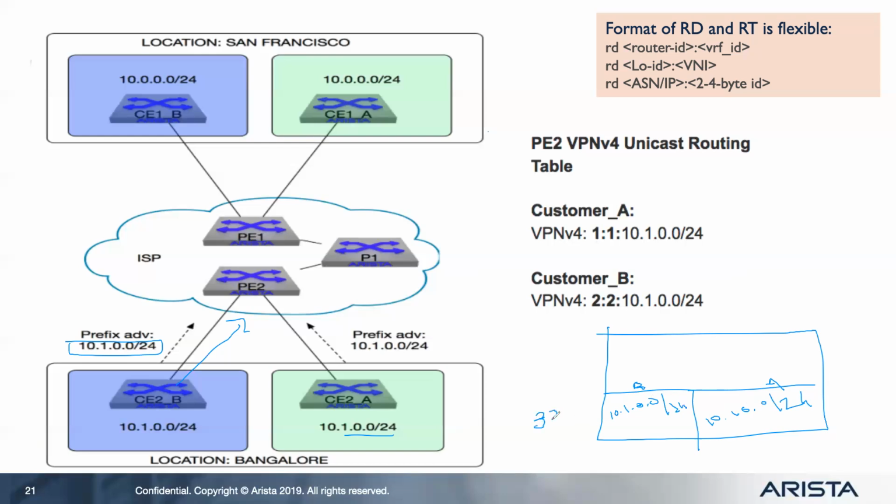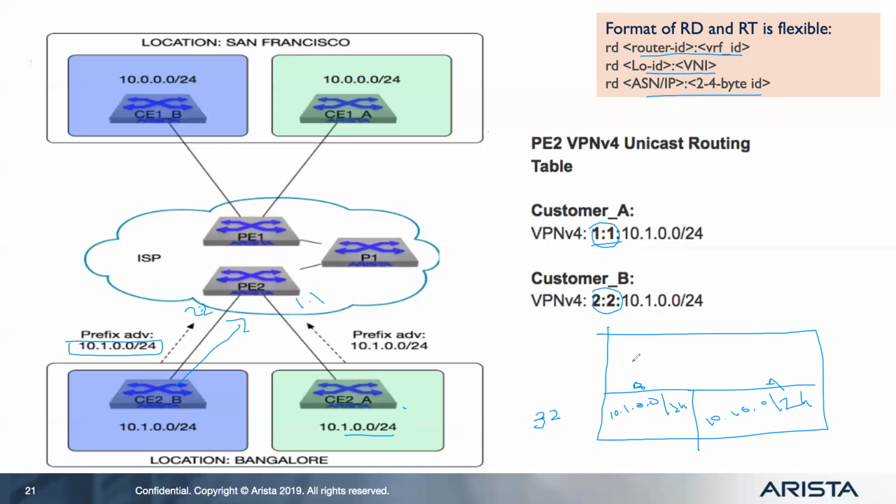Now what we do is, this is a 32-bit prefix, IP address 32 bits. We add a route distinguisher, RD, which is 64 bits. There are different methods, and you can choose any of them to configure the route distinguisher. You can use router ID combined with VRF ID, loopback ID, VNI, or ASN:2-byte, or even we can use 1:1. So let's say you choose 1:1 as the RD for customer A, and 2:2 for customer B.